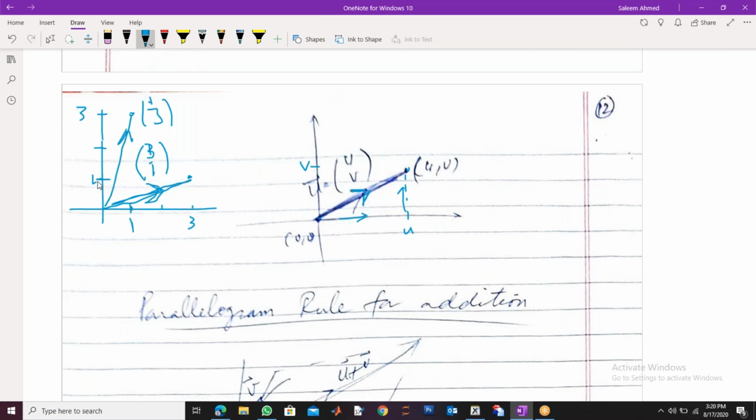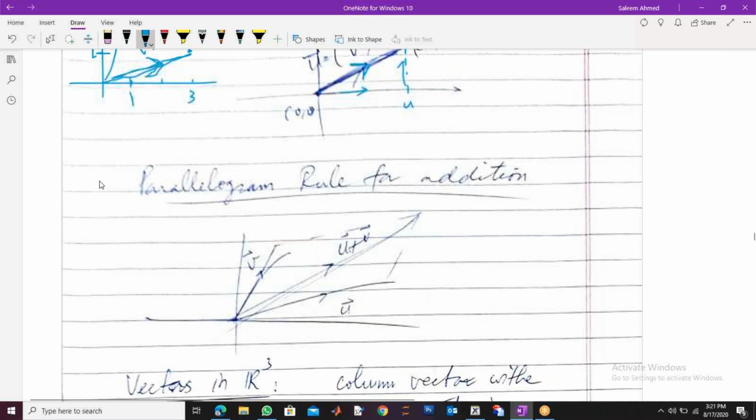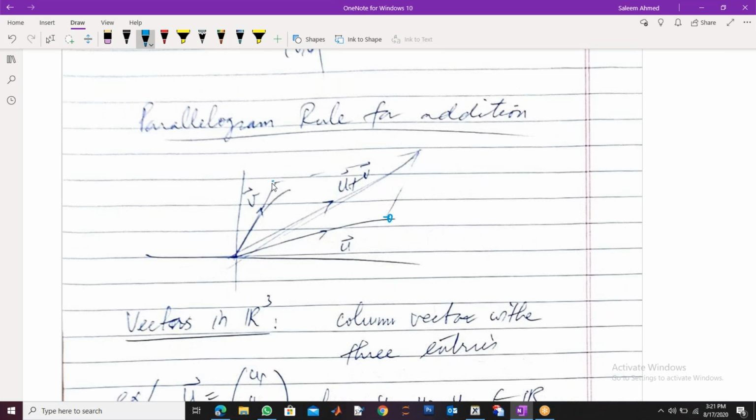So if I add two vectors, where do they go? If you have a vector u up till here, and a vector v up till here, these are two vectors. You can complete a parallelogram. What is a parallelogram? You draw a line parallel to u, and a line parallel to v. You complete the parallelogram. Now this diagonal is the sum of these two vectors. Got it? Whenever you add these two vectors, you will get this diagonal.